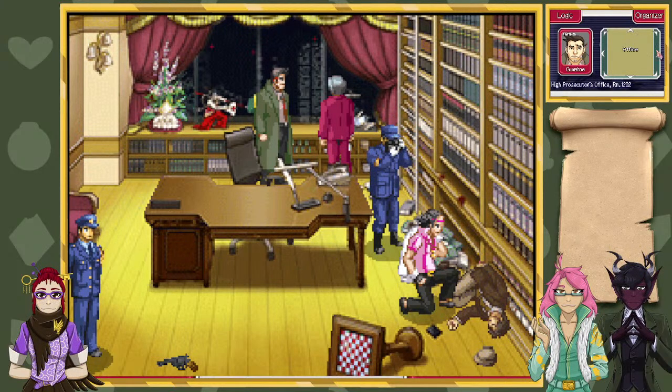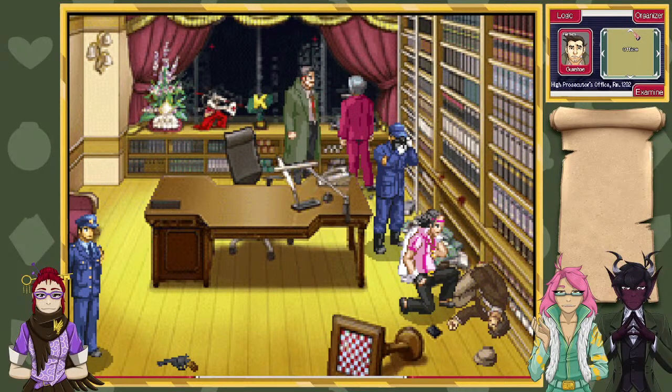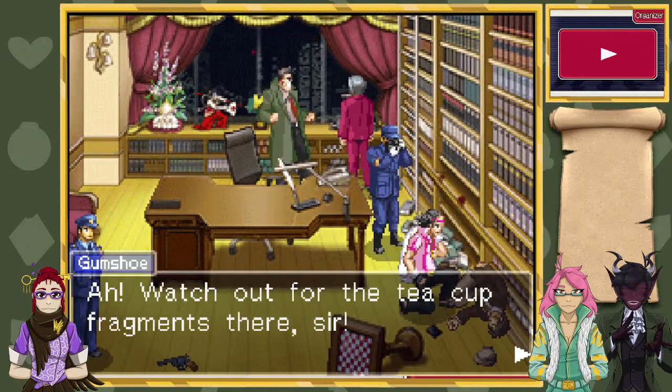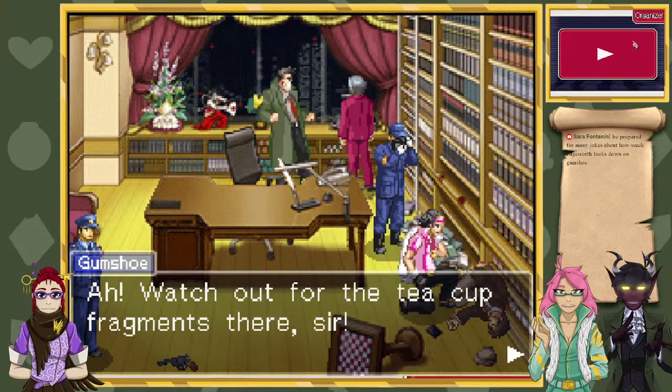Oh, no. No examine there. But examine here. Oh my god. Mo is gonna be the protag? That's crazy. That would have been interesting. I'm here for Edgeworth, though. I much prefer this. I hope she makes a cameo.